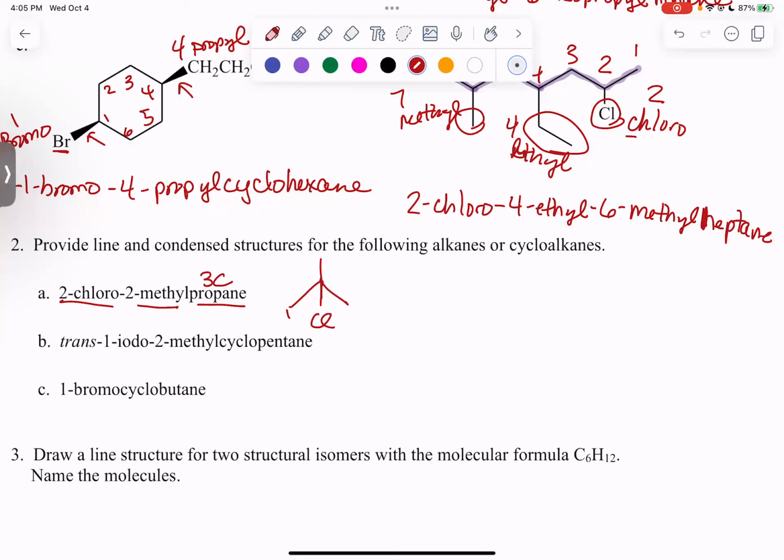Okay, so how would I write that in condensed form? I would write there's a CH3, that's carbon number 1. That's carbon 2, that's carbon 3. So carbon 2 has 4 different things attached to it, so it gets no hydrogens. Then you would put things in parentheses around it. And so the chlorine comes first alphabetically, so it's chlorine, then methyl, and then it's carbon number 3. And you could have drawn the sticks, but either way is fine. Okay, B, trans, this is opposite. Do a different color.